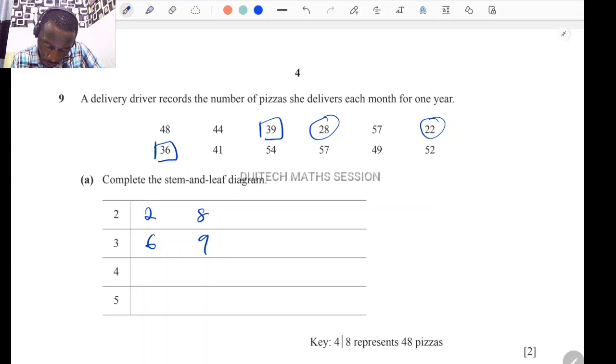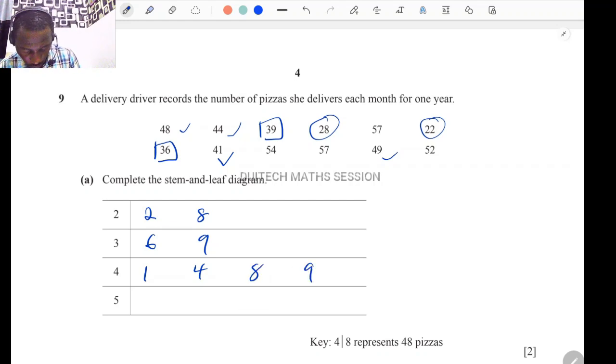So what else do I have here? I have 4 here, 4 here, 4 here, and 4 here. So I have four 4s. Start from the lowest and arrange them. So we have 41, 41, 44, 48, 48, and 49.